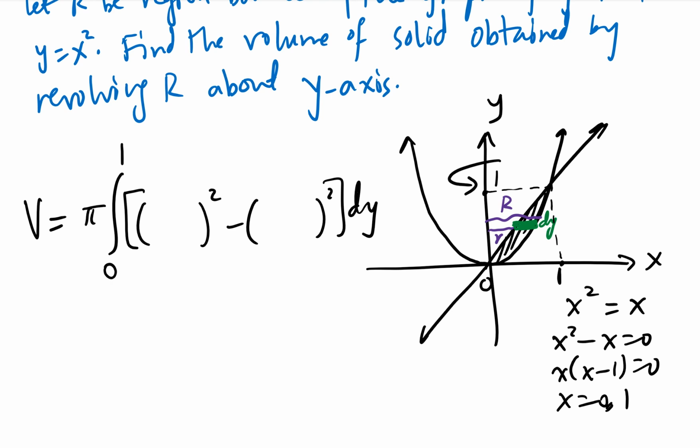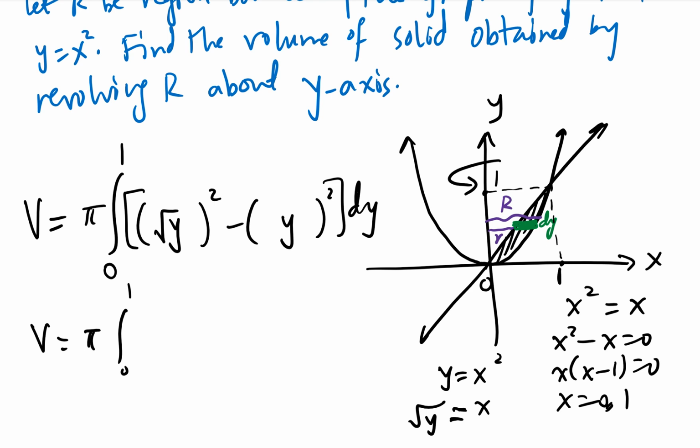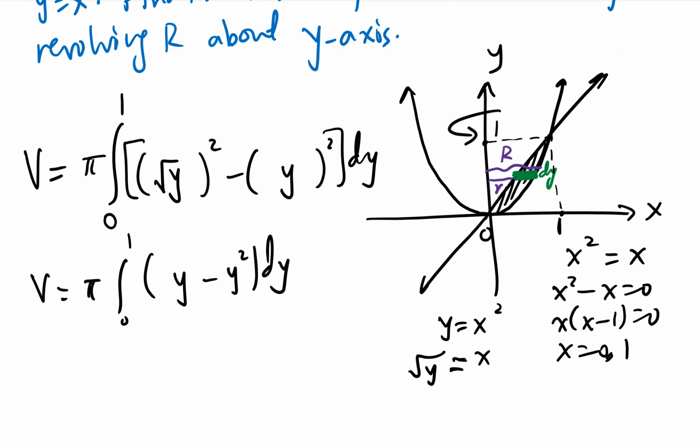And what is that? That's x on the y equals x squared. So we need to solve for x, which is the square root of y. So that would be square root of y. And the small r is this x on the y equals x, but x equals y. Then if we do the integral, this is y minus y squared dy. I'm sure everyone can calculate this. When you do so, the answer will be pi over 6.